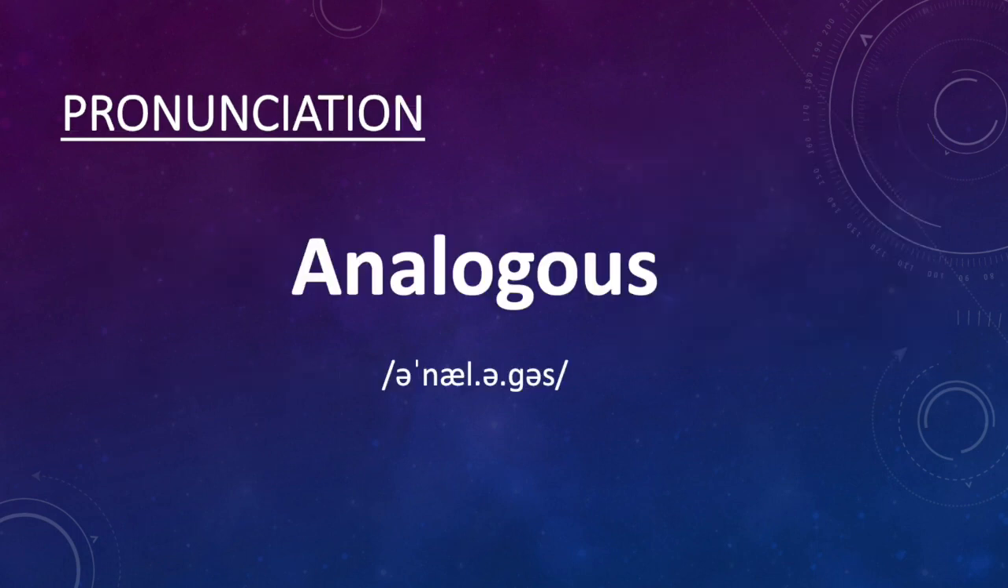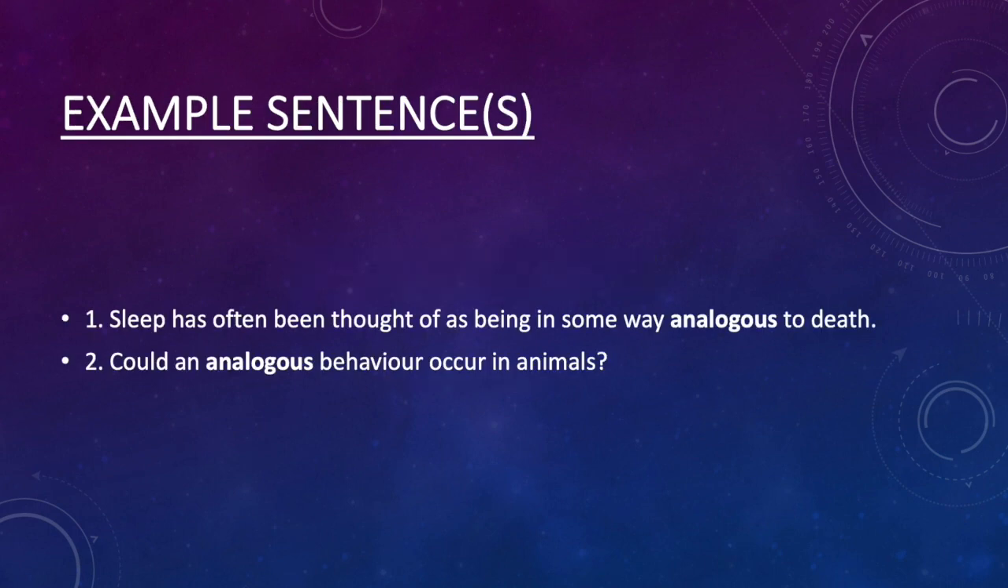And here's how you pronounce the word analogous. Analogous. Here are some examples of the sentences for the word analogous. Number 1. Sleep has often been thought of as being in some way analogous to death. Number 2. Could an analogous behavior occur in animals?